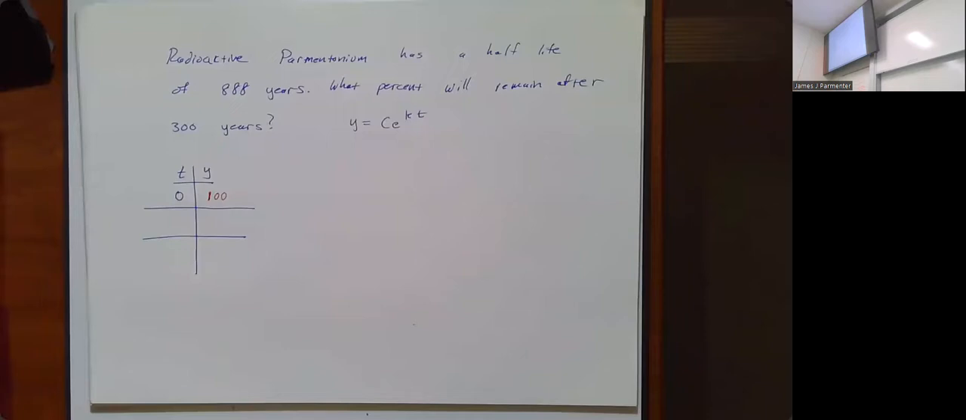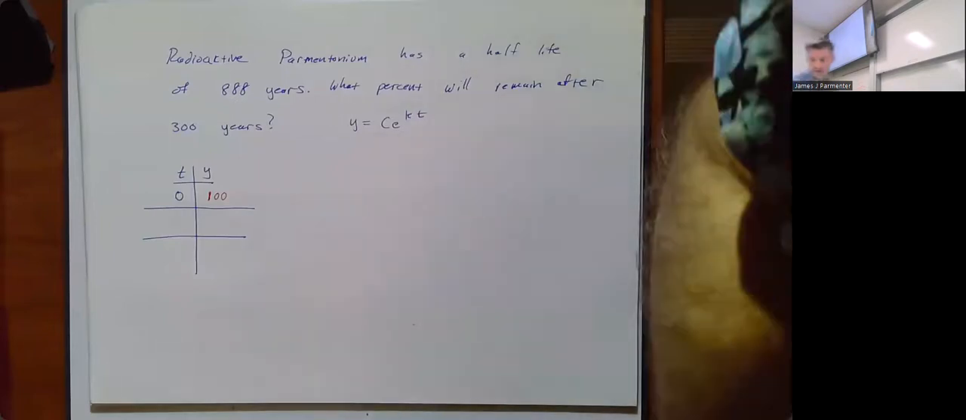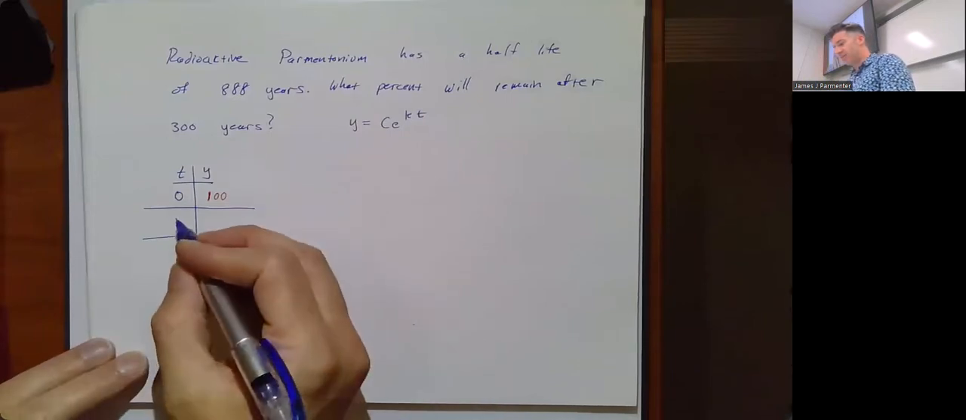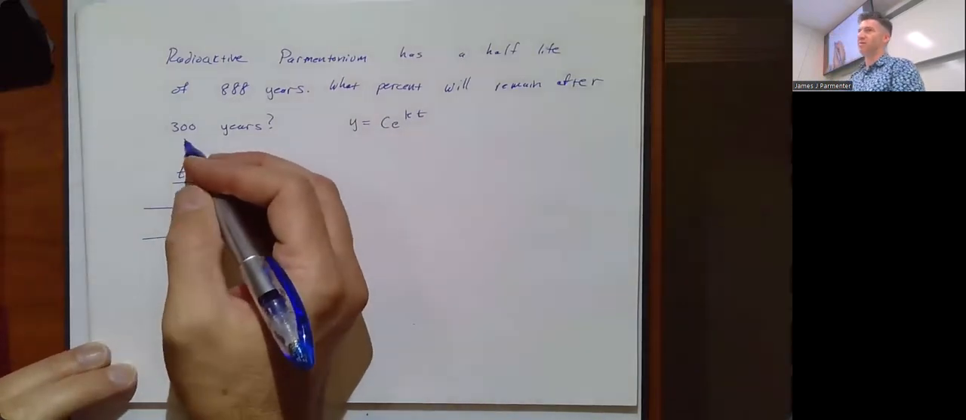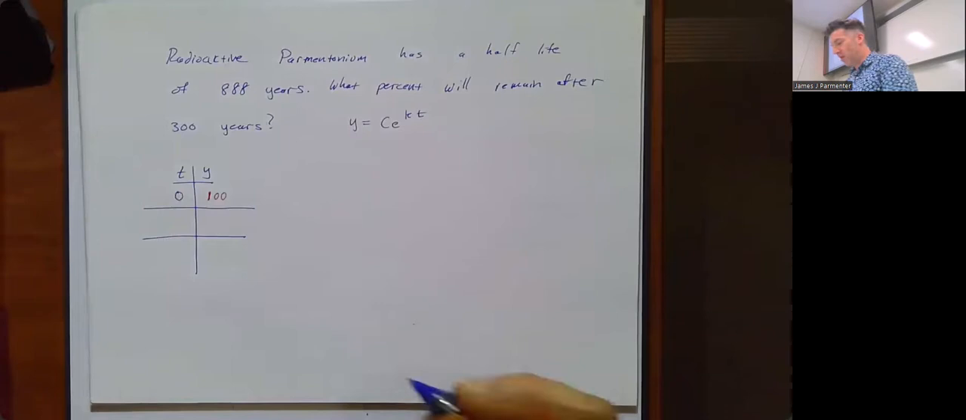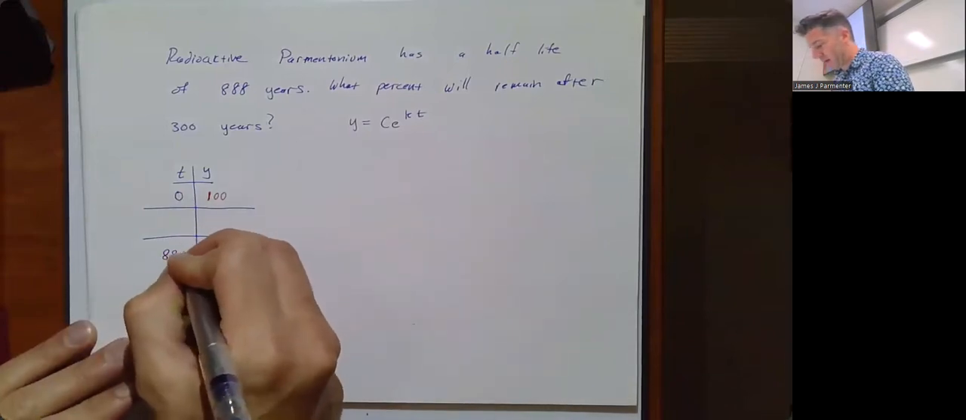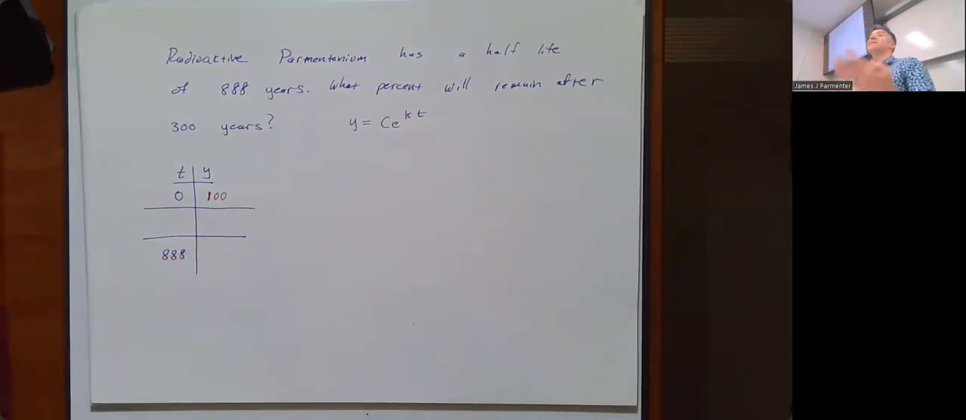And then what percent do we have after 888 years? 50. Right, that's the half-life. You could put 888 in the next time slot, but I know 300 is also a time I'm going to do. So if I'm going to write things in order, I'm going to put 888 down at the bottom just so I can make it more in order. It's not necessary. You can really do whatever you want, but that's what I'm thinking.